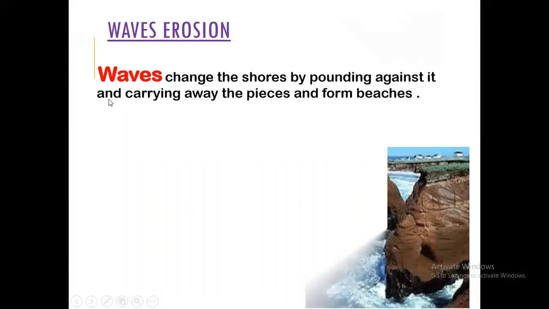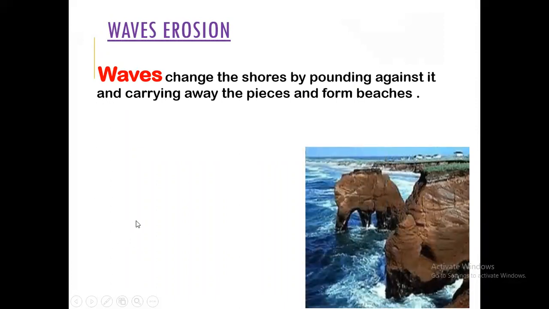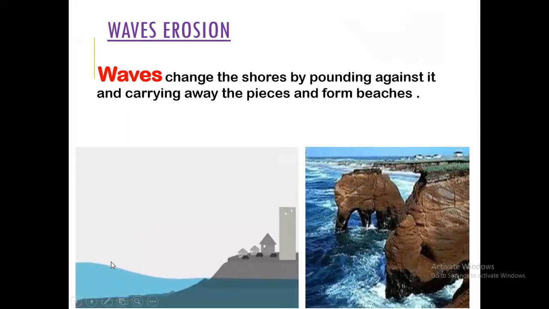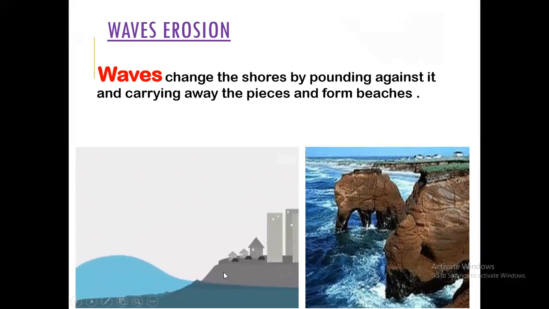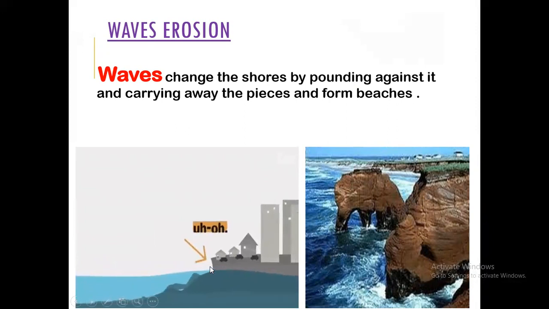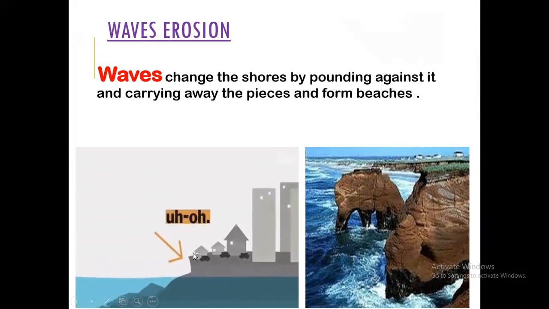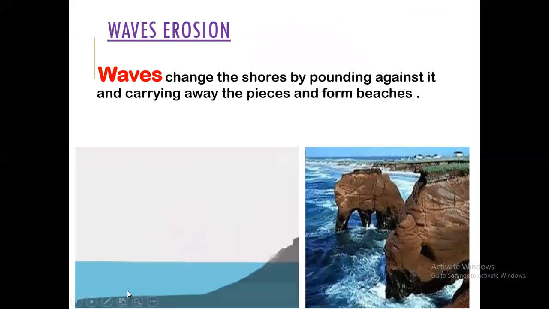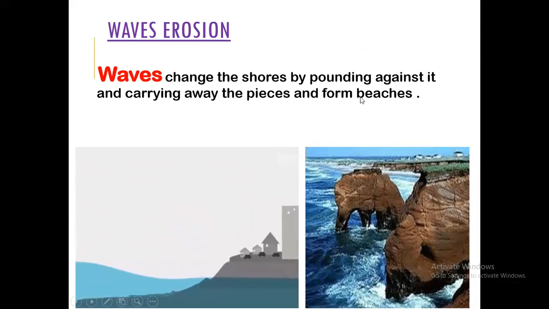Wave erosion. I want you to take a look at the picture on the left here. When the wave hits the shoreline, what's happening? Yes, it's carrying pieces of rock from the beach and taking them deep into the water. So waves change shores by pounding against them and carrying away pieces, and they form beaches.